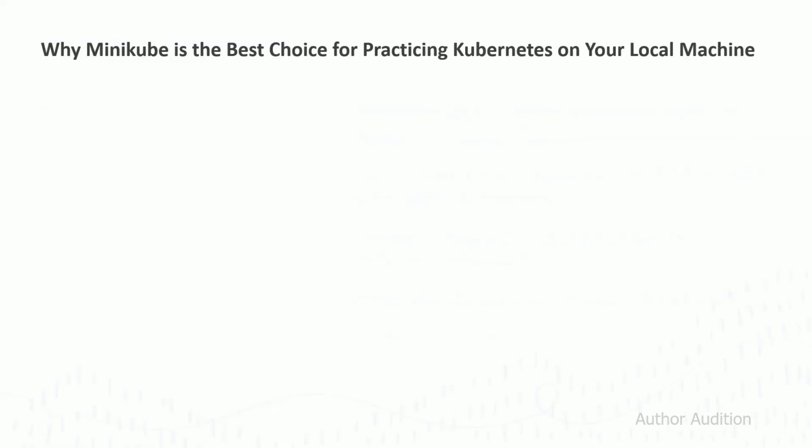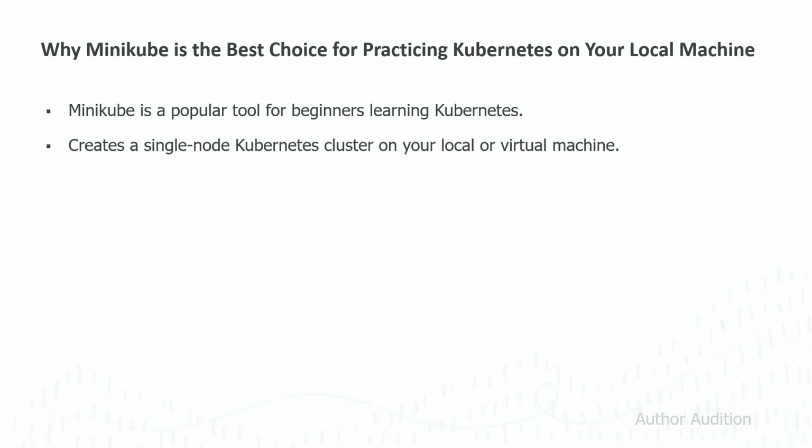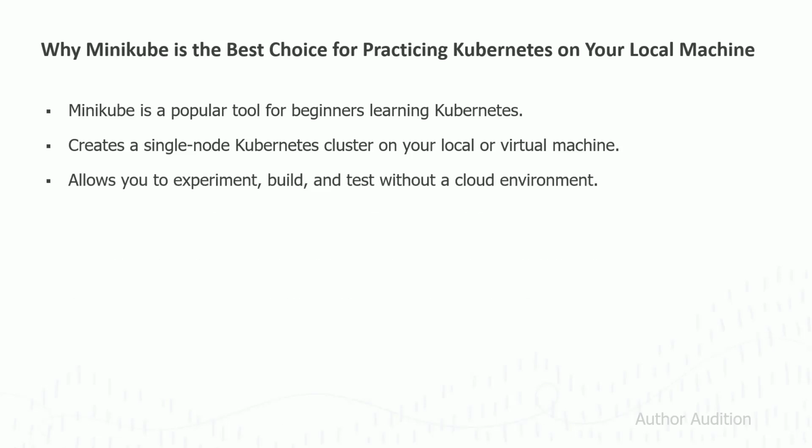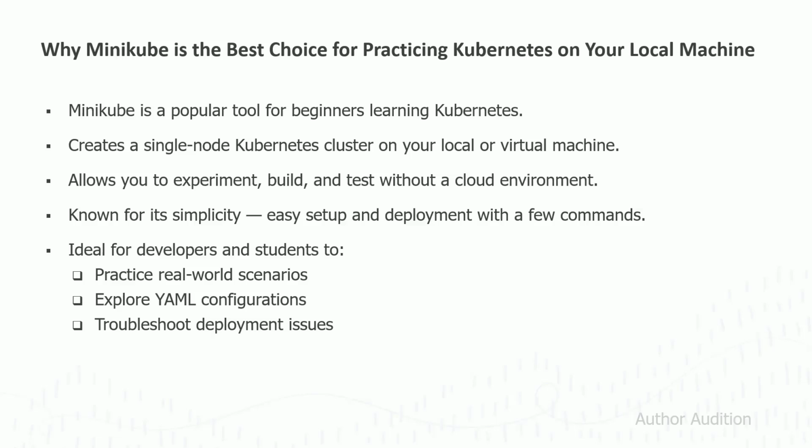Why Minikube is the best choice for practicing Kubernetes on your local machine. Minikube is a powerful tool for beginners learning Kubernetes. It creates a single node Kubernetes cluster on your local or virtual machine. It allows you to experiment, build and test without a cloud environment. Known for its simplicity, easy setup and deployment with a few commands. Ideal for developers and students to practice real-world scenarios, explore YAML configurations, troubleshoot deployment issues. It is very lightweight and fast, perfect for learning and development.